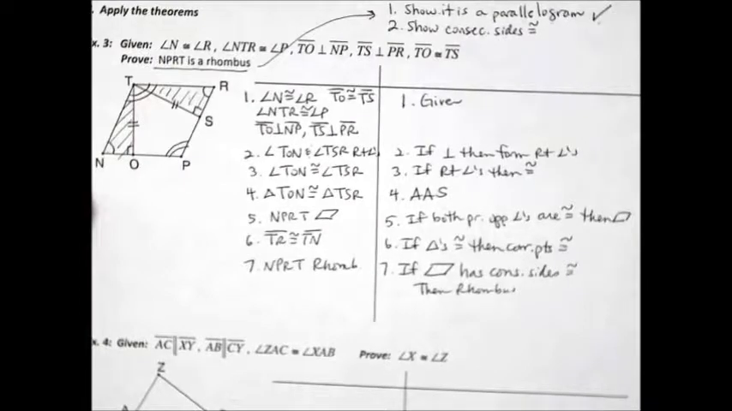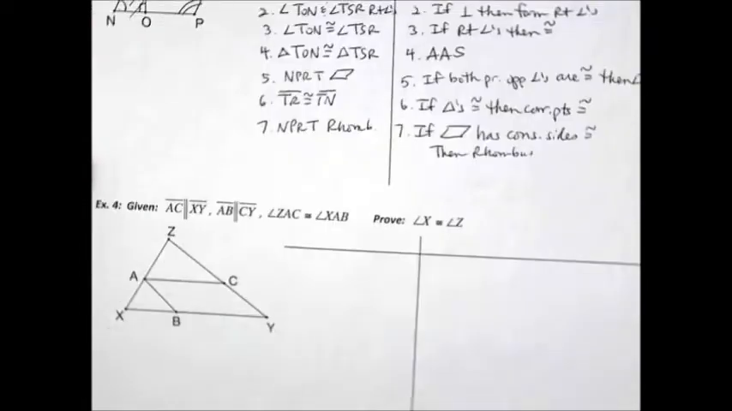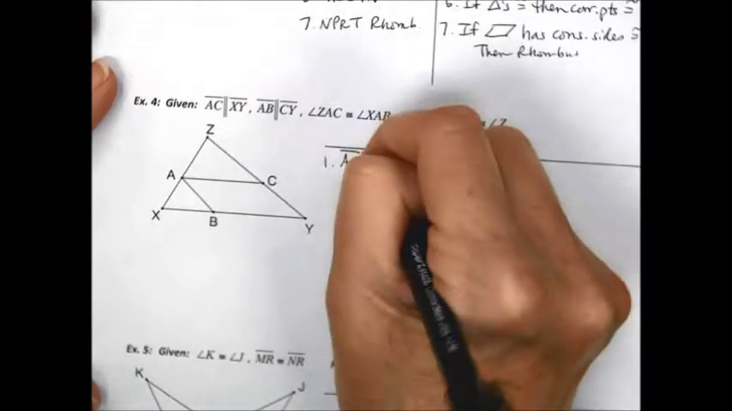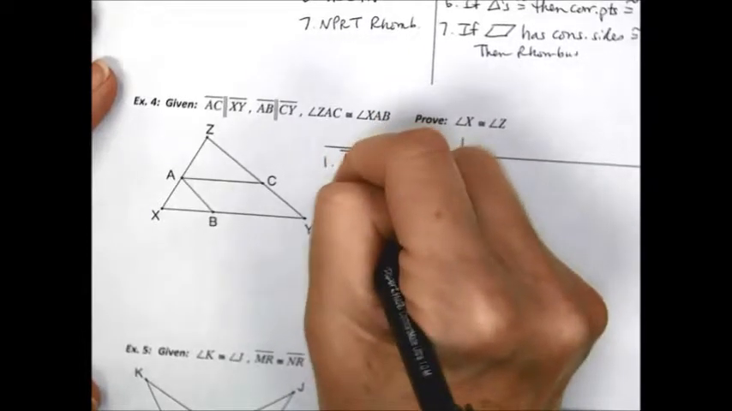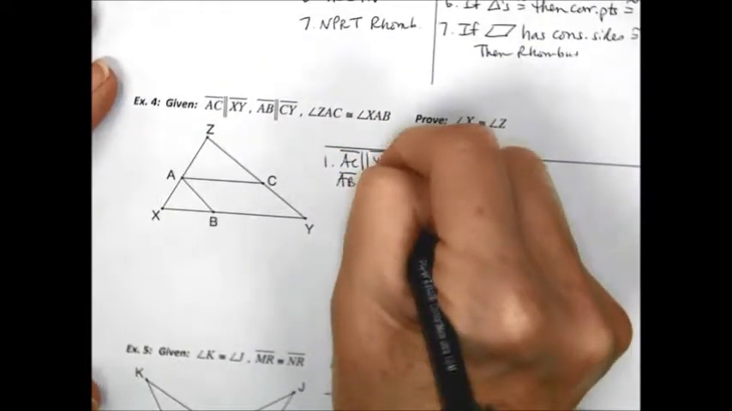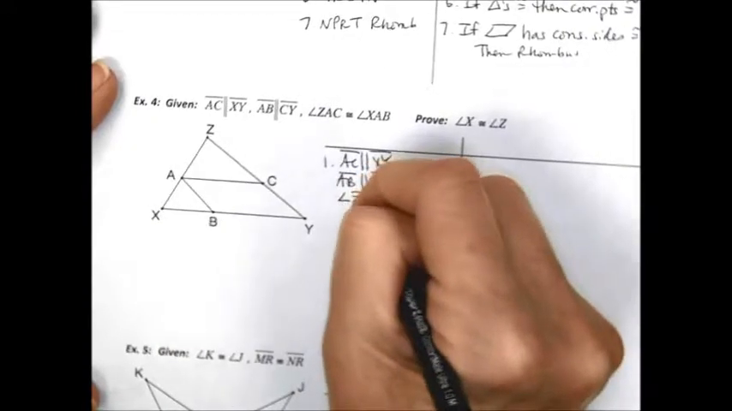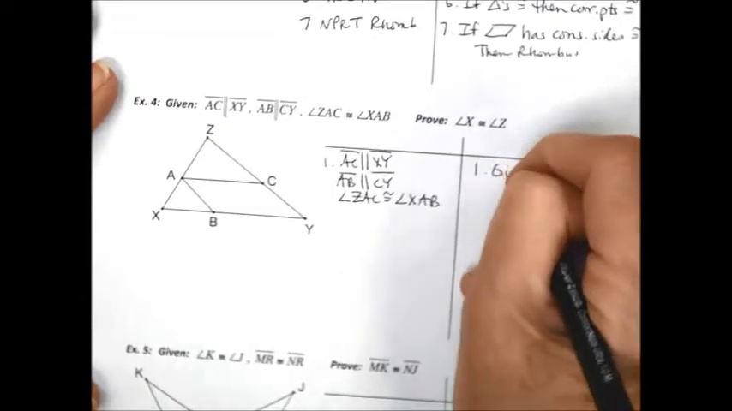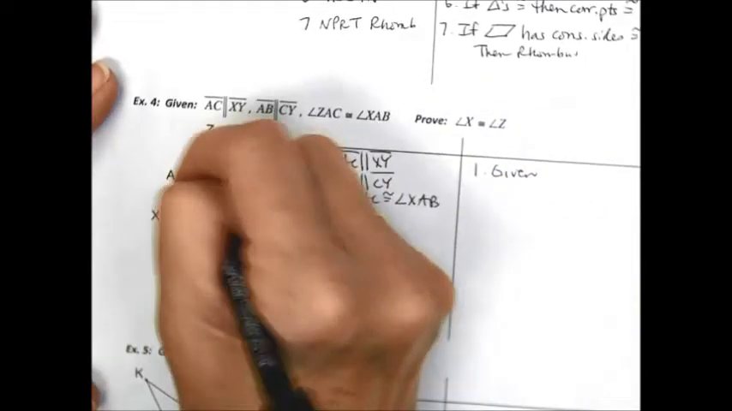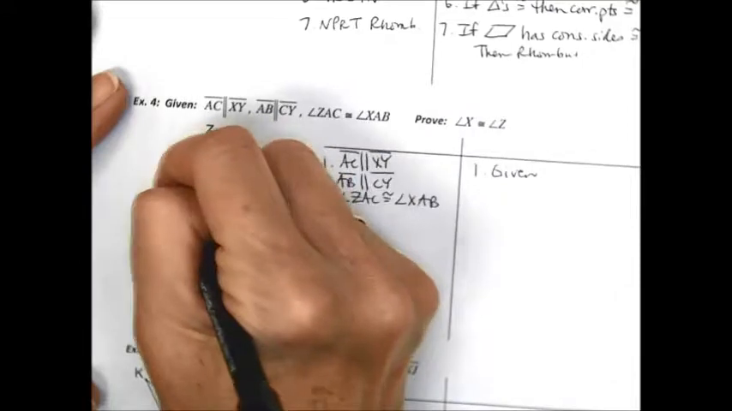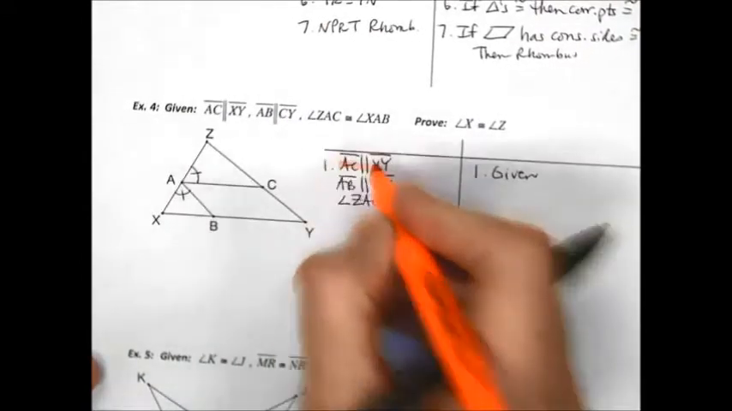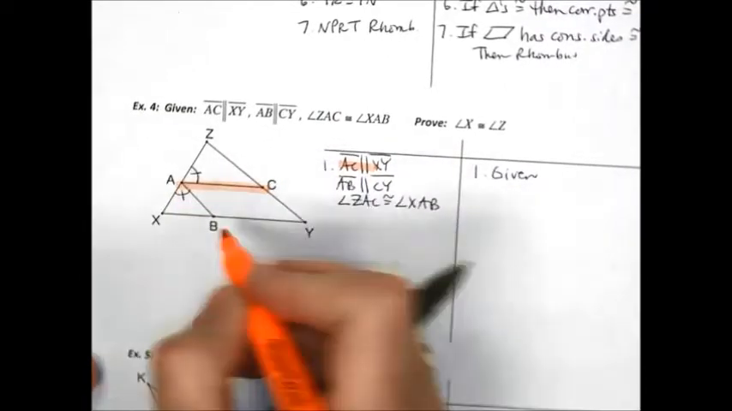All right, so let's look at the second one. The second one here gives us some parallel lines, two pairs, AC parallel to XY and AB parallel to CY, and then angle ZAC congruent to angle XAB. So let's mark that up. Angle ZAC is congruent to XAB, that's up here. And then I have these parallel lines. So let's start with this guy. AC is parallel to XY.